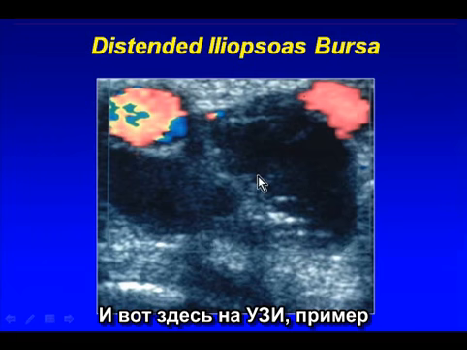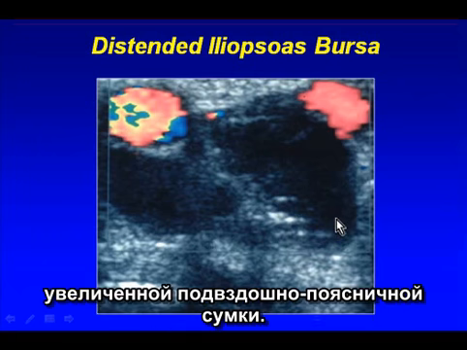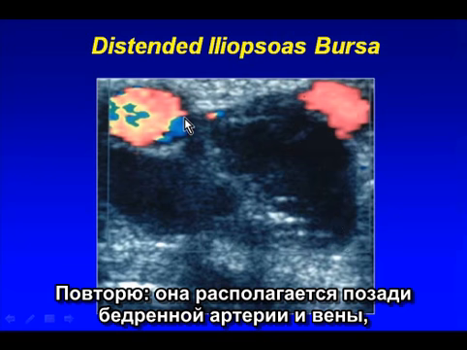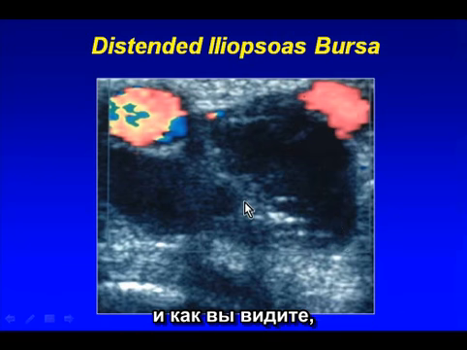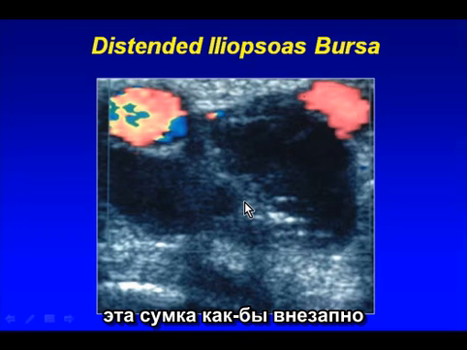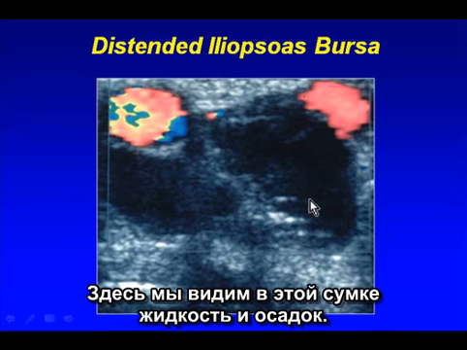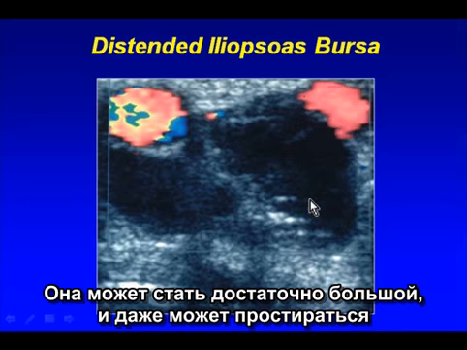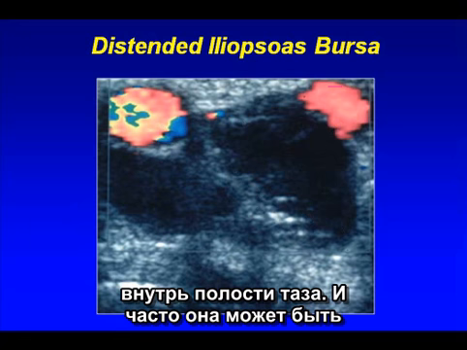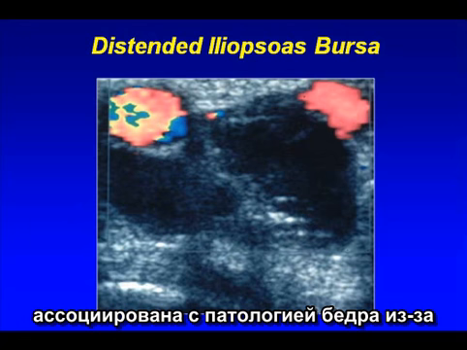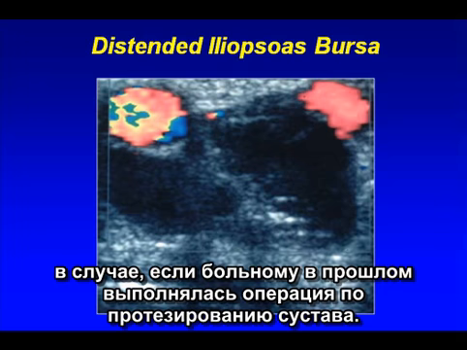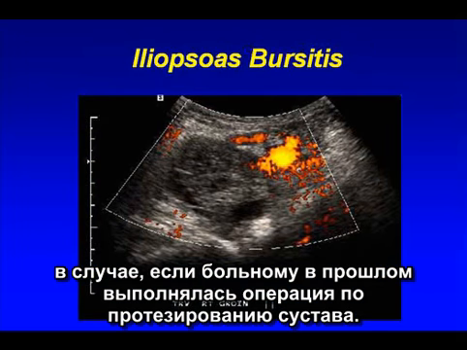And here on ultrasound is an example of a distended iliopsoas bursa. Again, they live behind the common femoral artery and vein. And the way you'll know that it's a bursa is that it'll abruptly end right at the lesser trochanter. It'll have fluid and debris in it. And they can get quite large. They can actually grow up into the pelvis. And often they will be associated with hip pathology, either because of arthritis or because the patient has had a hip replacement in the past.